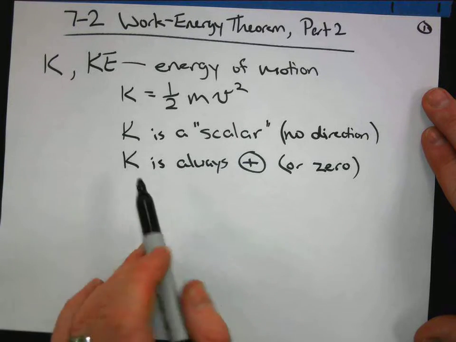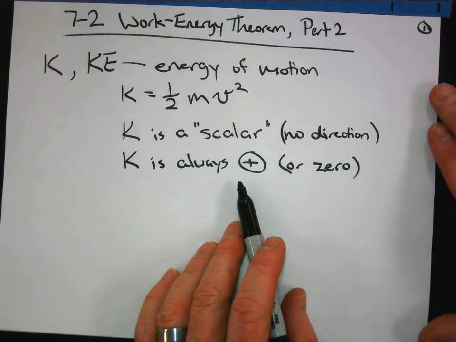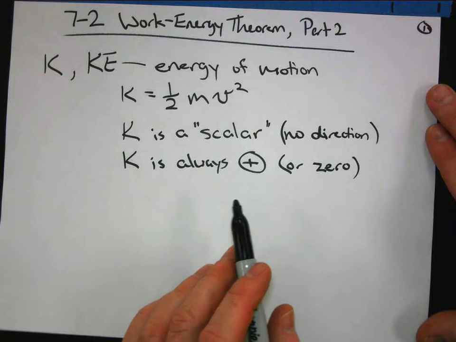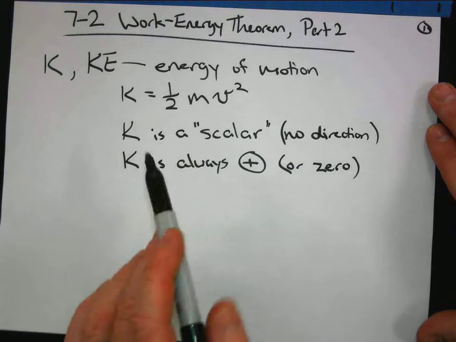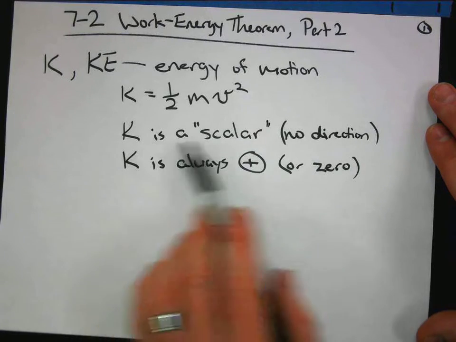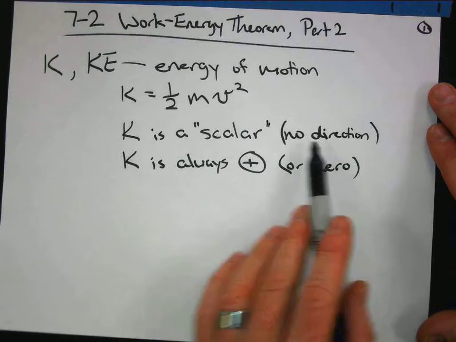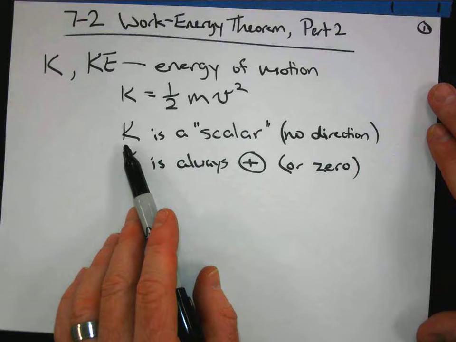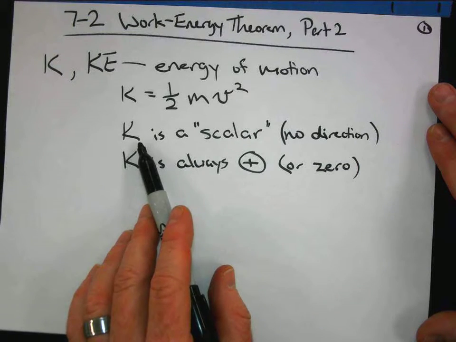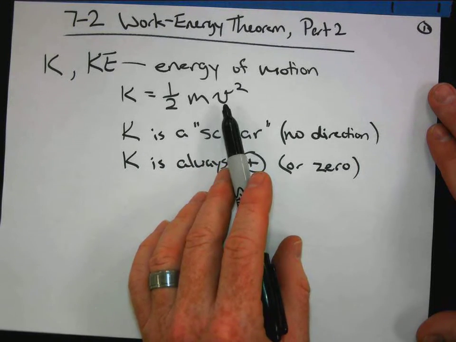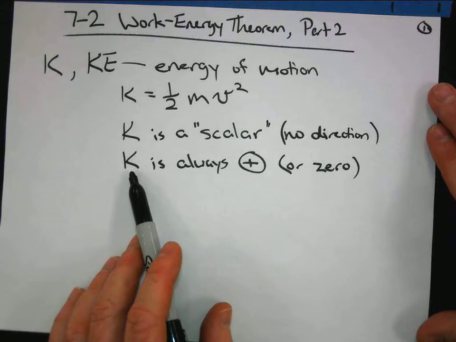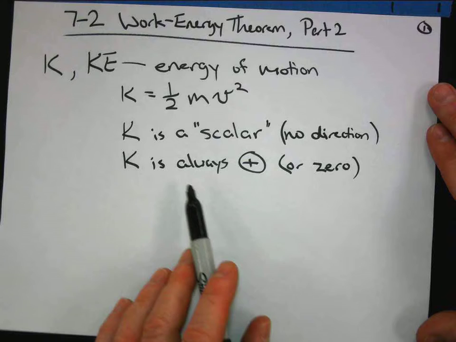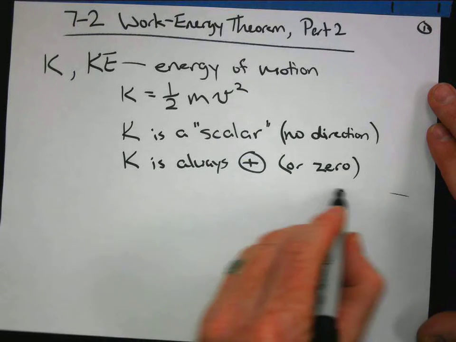Okay, so we have some interesting characteristics here of this idea of kinetic energy. It's a scalar, there's no direction to energy, and energy of any kind, to be perfectly honest. Kinetic is the first kind we're looking at, energy of motion. But there's no direction to it. There is direction to the motion, there's direction to the velocity, not to the kinetic energy. And the kinetic energy will either be zero or positive, never negative. All right, cool.